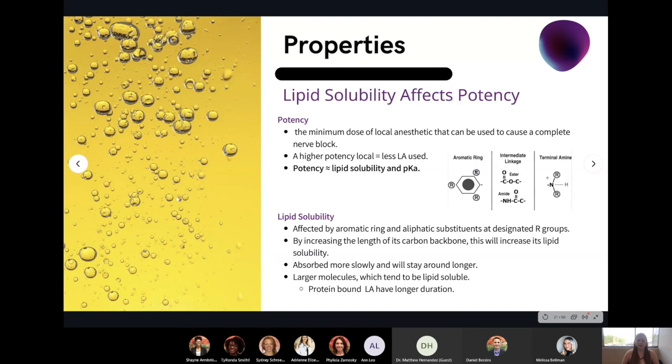By increasing the length of its carbon backbone, this will increase its lipid solubility. Lipid solubility also affects the rate of absorption. Lipid-soluble agents are absorbed more slowly and stay around longer.